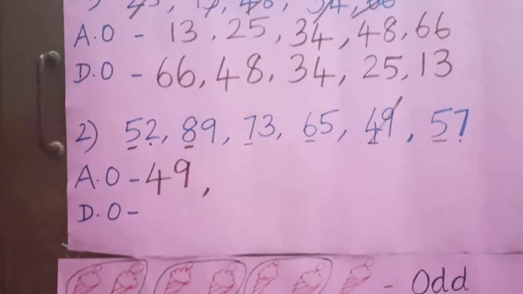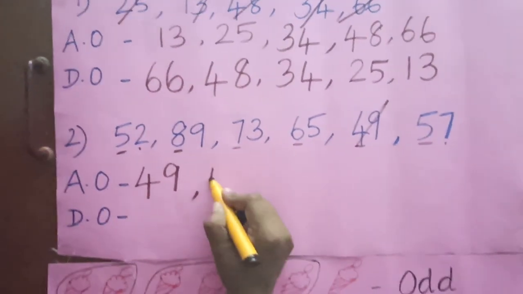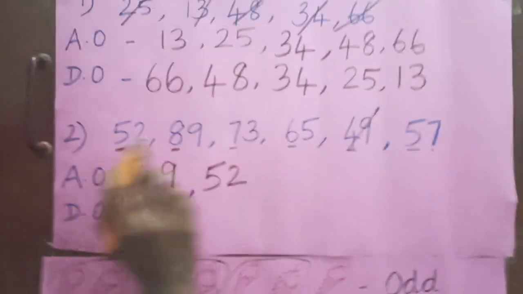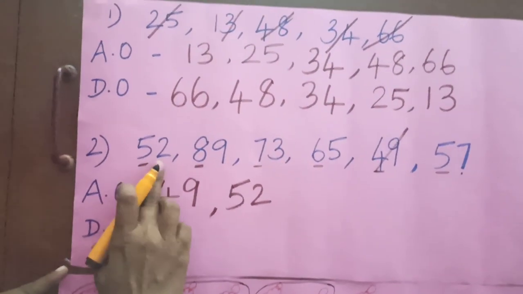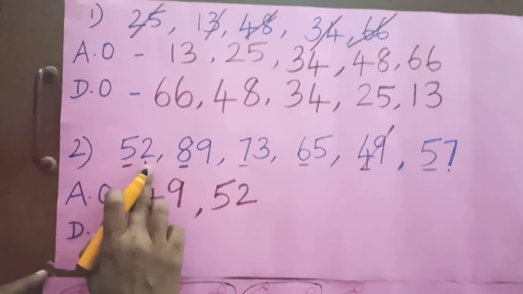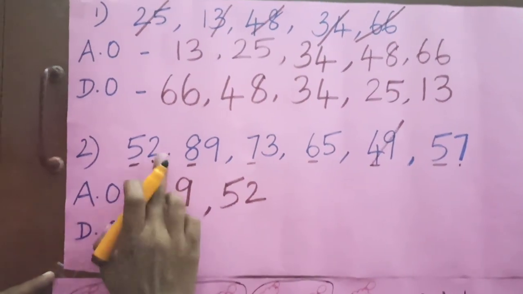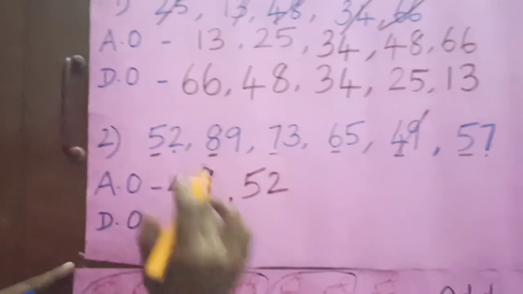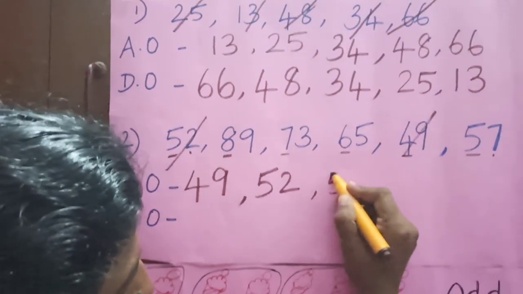So what number has to come next? 52 has to come. Why does 52 have to come? Both the tens places are the same. Next we have to see the ones place. Which is the lesser number in the ones place? 2 is lesser compared to 7. So we are taking this 52 as the next number. Then the third one is this 57.